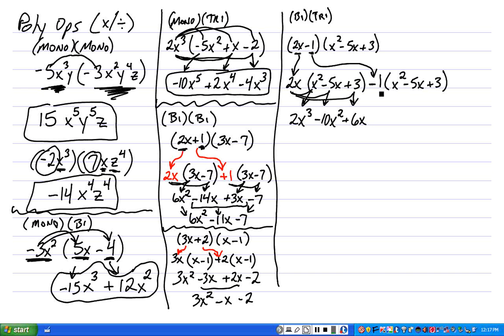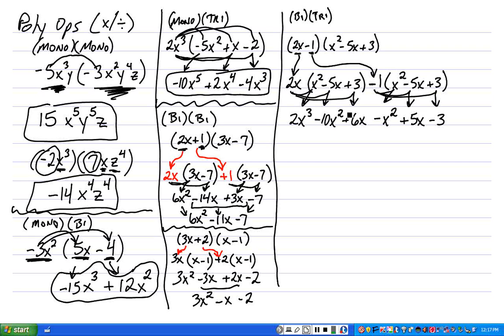So now this negative 1 times x squared is going to give you a negative 1 x squared. Remember, we don't write the 1, it's understood to be there. This negative 1 times a negative 5x. Negative times a negative is now positive 5x. And a negative 1 times a 3 is minus 3. Okay. So we've multiplied everything out.